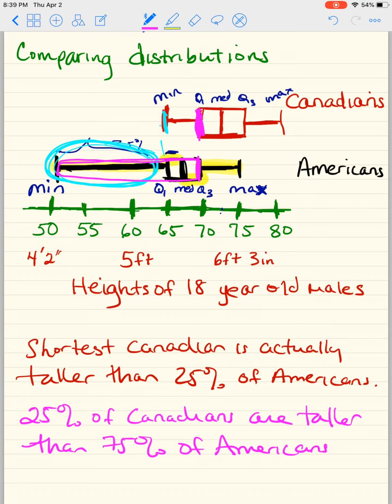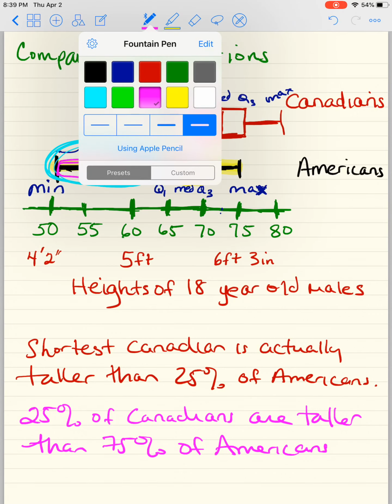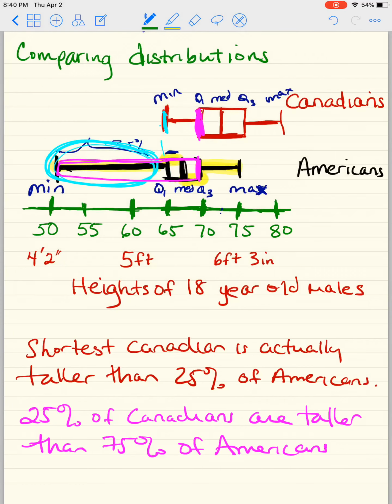And finally, we can see one last thing. We can see that 25% of Canadians are taller than all Americans. Look at what I said. I'm going to repeat it one more time. Listen to what I just said. 25% of Canadians, that's 25%, remember each piece is 25%, are taller than all of these guys. These guys right here are taller than all of these guys.